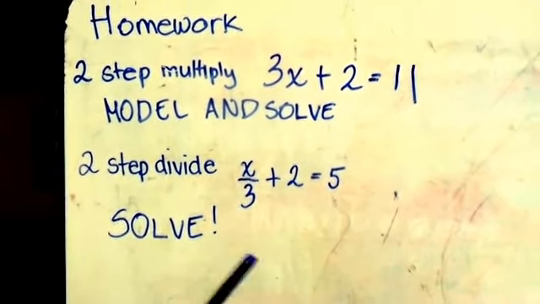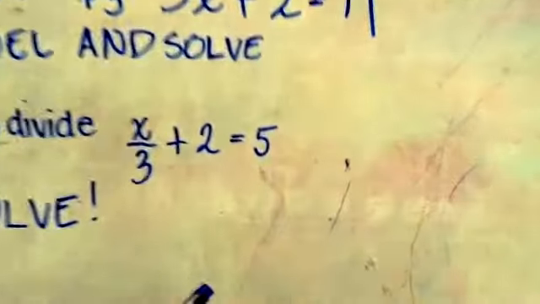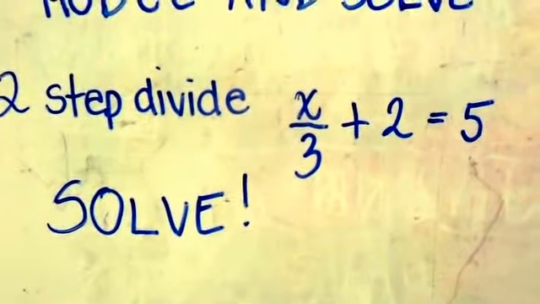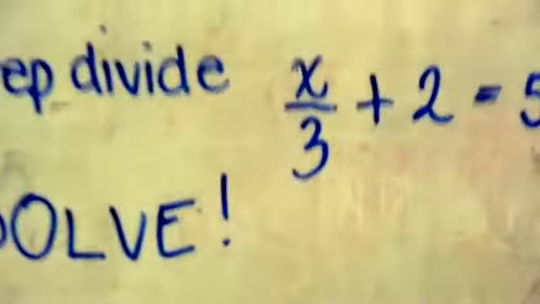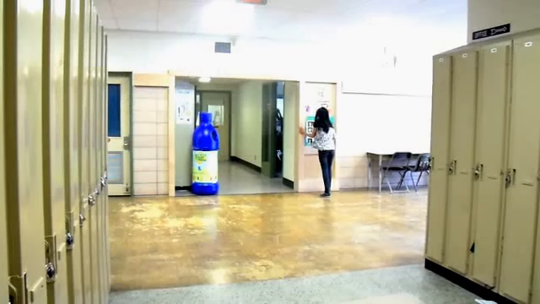Next, we have two-step divide, and our equation is x divided by 3 plus 2 equals 5. Now here you only need to solve. You don't need to model it. And just verify it. That's all.